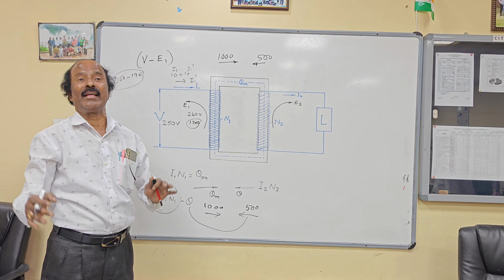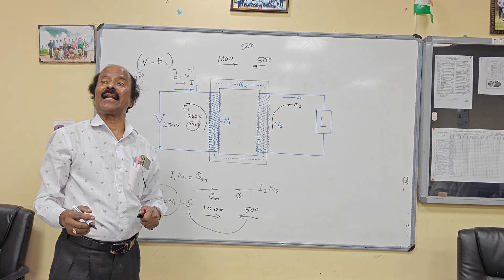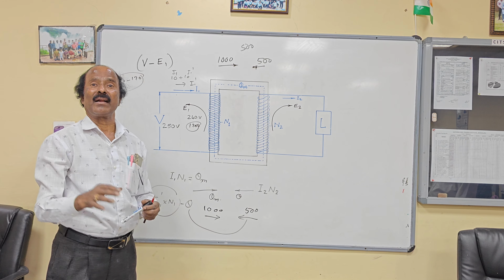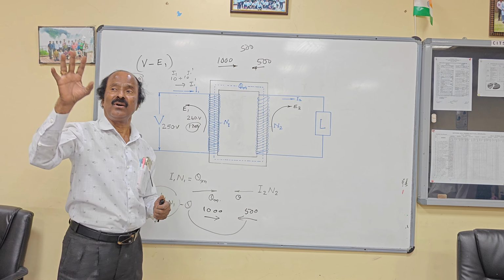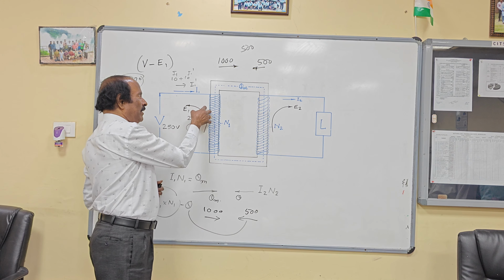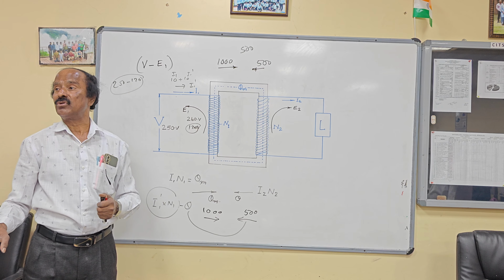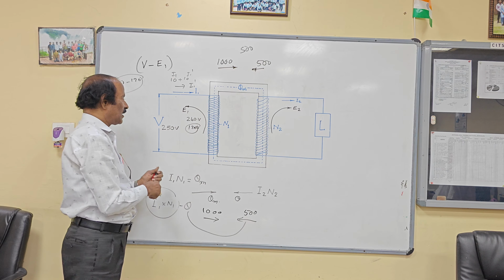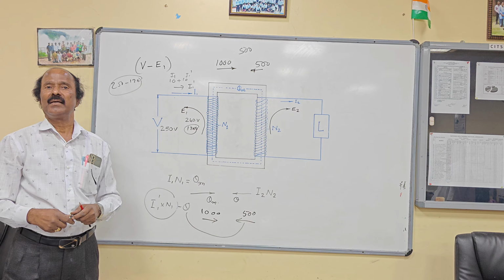So what is the total flux available now? It is just 500. What was there earlier? It was 1000 lines. Now it is 500 lines. When the flux in the core reduces due to load, flux cutting in both the winding will also reduce, right? So naturally EMF induced in this and in this will also reduce. Self-induced EMF in the primary winding will reduce. When this reduces, the difference in voltage between V and E1 will increase. It will increase.